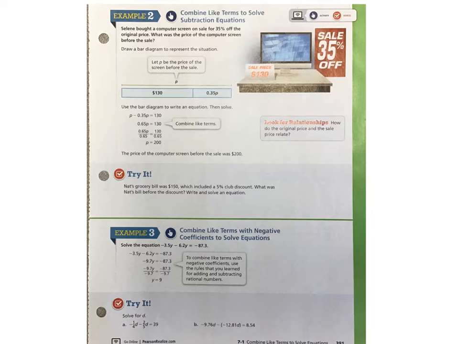In example 2, you should recognize this situation as something that we just got done discussing in the previous topic. Celine bought a computer screen on sale for 35% off the original price. What was the price of the computer screen before the sale? So they want us to first draw a bar diagram to represent the situation. And P is going to be the representation that we use for the price of the screen before the sale. That's the original price.